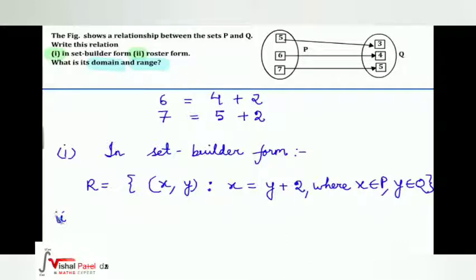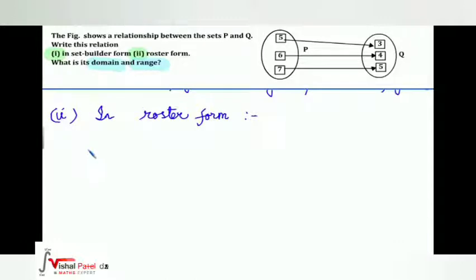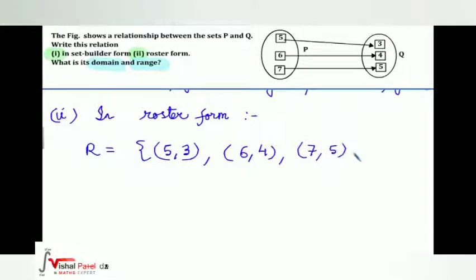Now convert it into roster form. So in roster form, we can write it directly from the figure, like R is equal to {(5, 3), (6, 4), (7, 5)}. These are the possible results shown in the figure. So using roster form, we can easily find domain and range.